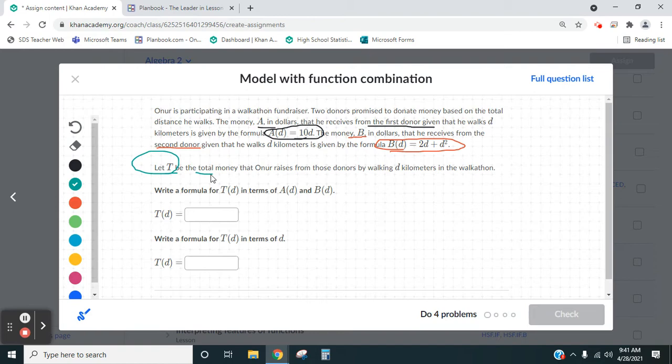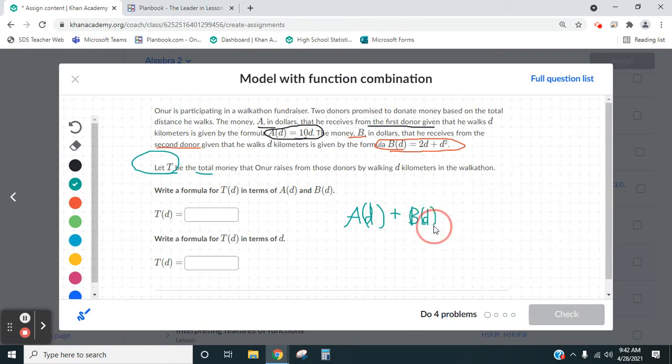The question is this. You are asked to write a formula for the total amount of money that he raises. Remember, there's two different donors. A donor is somebody who gives money, right? So A is one formula for a certain donor, and B is another formula for the other donor. So how would you find the total? What would you do with the two things? Add them. Very good. So T is going to be equal to this. This is what we're going to write. A of D plus B of D.